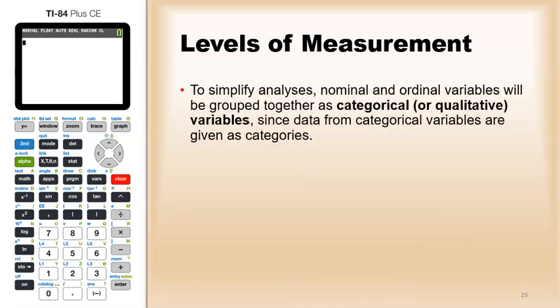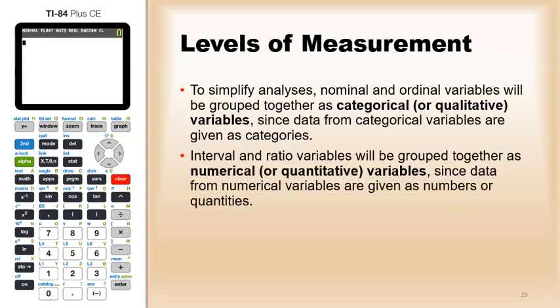For the simplified analyses for us, we're going to keep it down to grouping these into categorical or quantitative. So the nominal and ordinal variables are going to be grouped together as categorical, since the data from these tend to be categories. Interval and ratio variables will be grouped together as numerical or quantitative variables, since data from numerical variables are given as numbers or quantities.